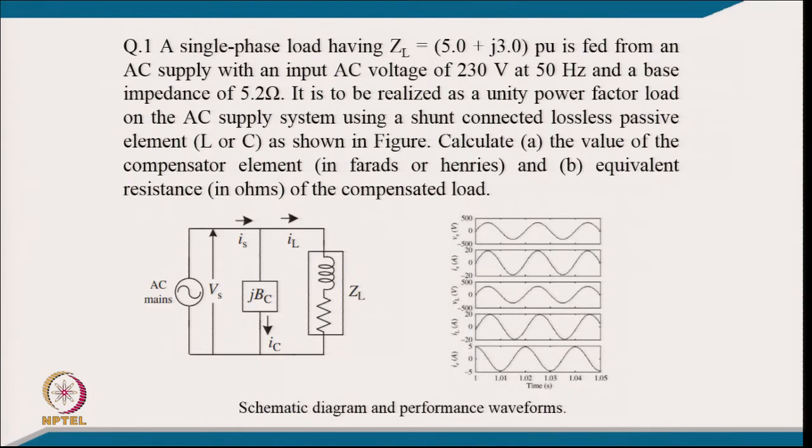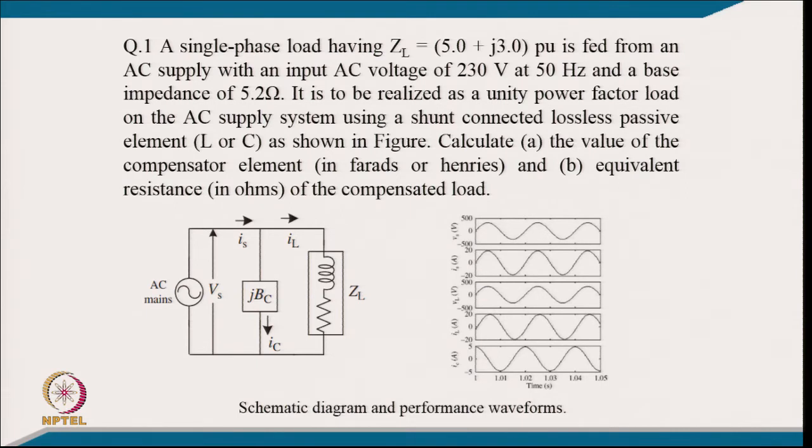It is fed from an AC supply with the input voltage of 230 volt 50 hertz and a base impedance of 5.2 ohm, and it is realized as a unity power factor load on the supply system using a shunt connected lossless passive element, may be the inductor or capacitor as shown in the figure. Calculate the value of the compensator element. If it is a capacitor, it will be in farad or microfarad, or if it is an inductance, it can be in Henry or millihenry.